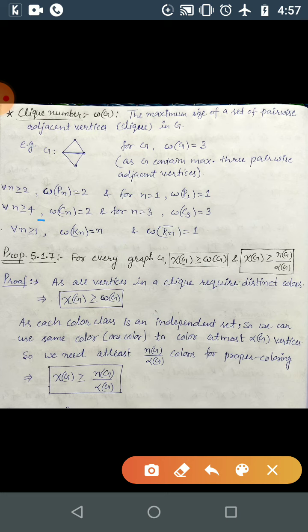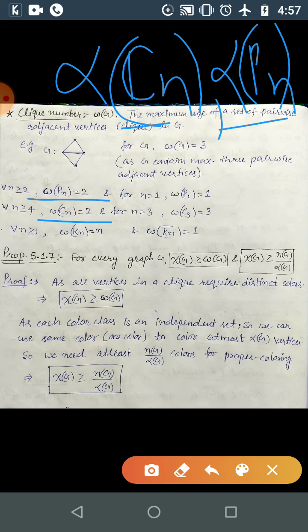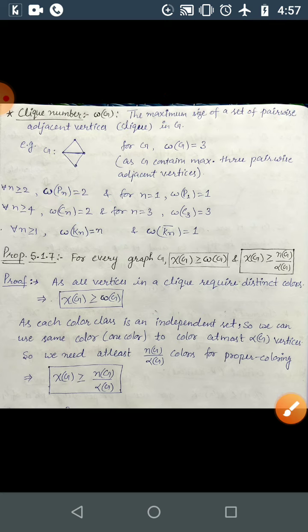So here I have just written this, okay? And now it's your time to tell me what is the alpha of Cn. So alpha of Cn, alpha of Pn, you need to remember, okay? For n equal to 3, omega of C3 is 3, that I have discussed. What about Kn, the complete graph? For K1, obviously 1, correct?